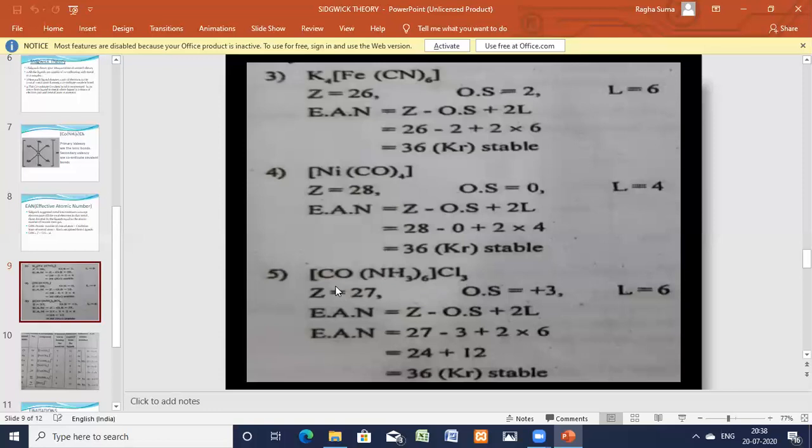Okay, so now we'll calculate the EAN. Z is equal to 27. Cobalt atomic number is 27. Z is the atomic number of the central metal ion. Now we'll calculate the oxidation state. The similar way we calculated previously, we'll calculate. Ammonia is the neutral ligand. X plus 6 into 0 is 0.